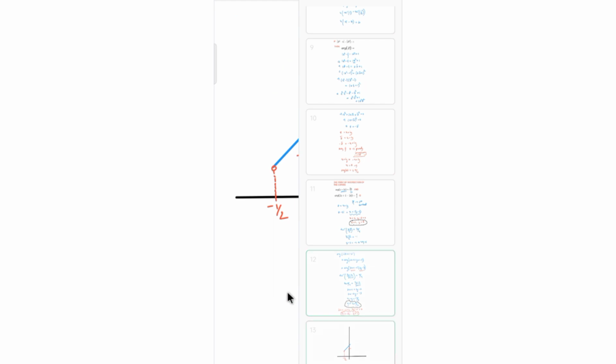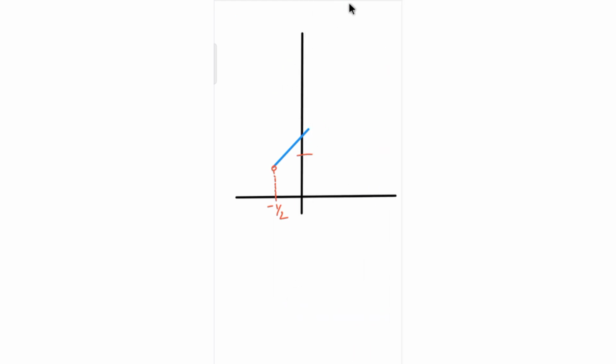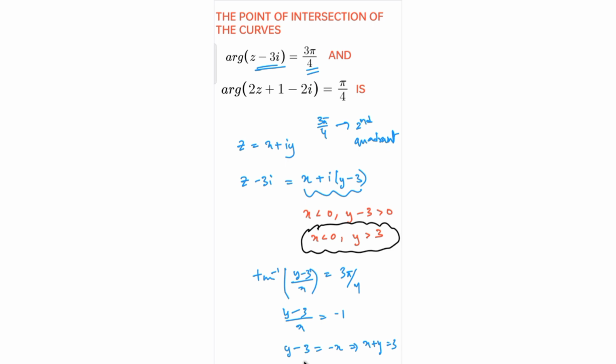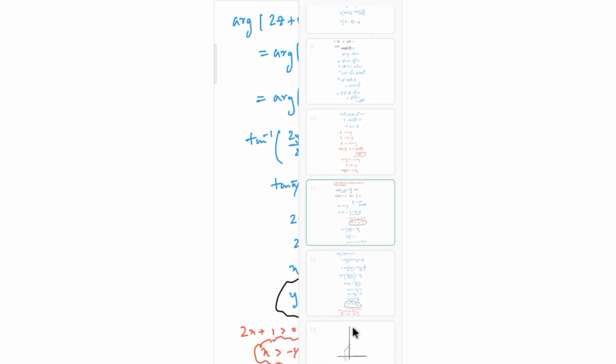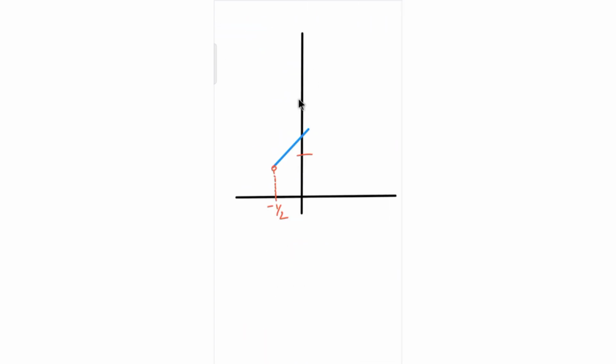And for the second system, this one, that is x plus y is equal to 3. We need to keep these conditions in mind, that is x should be less than 0 and y should be greater than 3. So starting from here, we draw the line in this way. This is 0, 3, and this is the first system, the first line, x plus y is equal to 3.